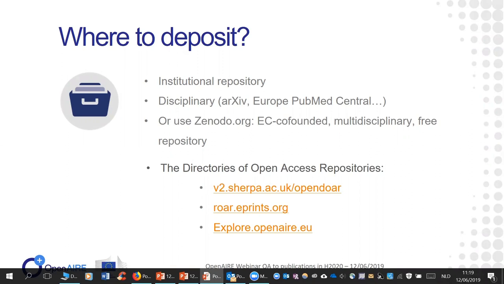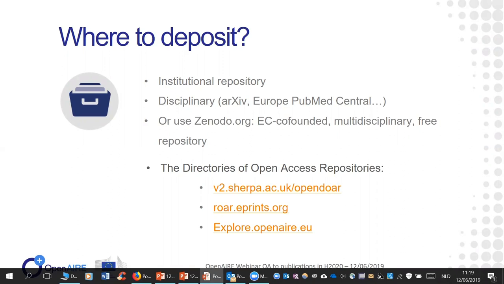There are also repositories that accept publications from all institutions and all disciplines. So if you do not find a disciplinary repository, you can also go for example to Zenodo, which is an EC co-funded and multidisciplinary free repository that you can use for publications or data or even images or posters if you want to.